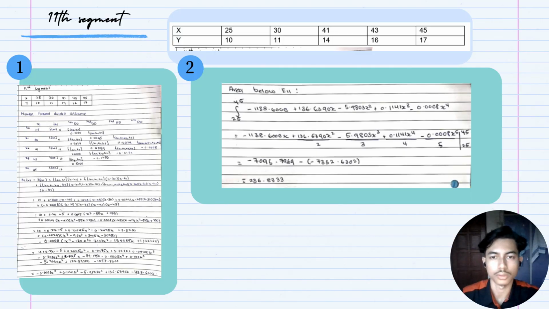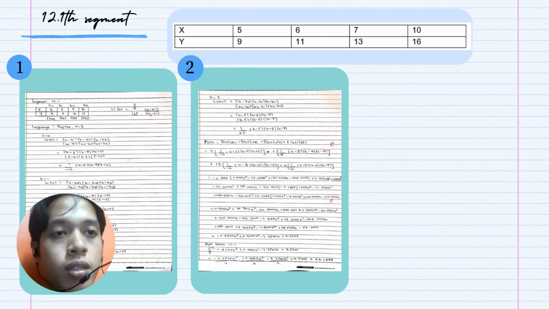And now for 11 segment. 11 segment will also use the Newton forward divided difference, same as segment 2, segment 5, segment 6. And after doing all the integration, we get the area 236.8333 unit square.